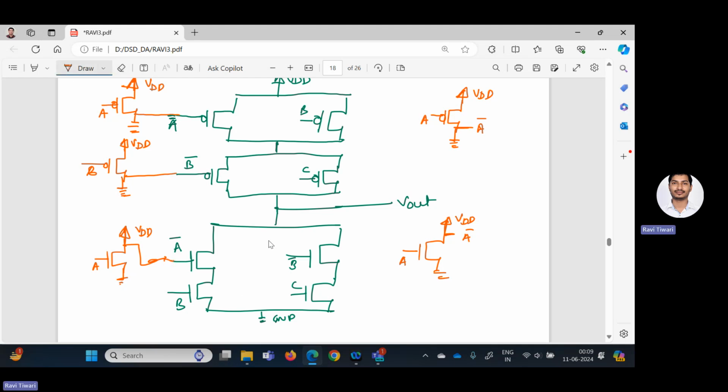Similarly, for getting the B bar, you have to connect near to VDD like this. This is VDD and this is the ground. Here I will give B, so you will get B bar. This is the complete implementation of this function by using the CMOS. That's all for this lecture.